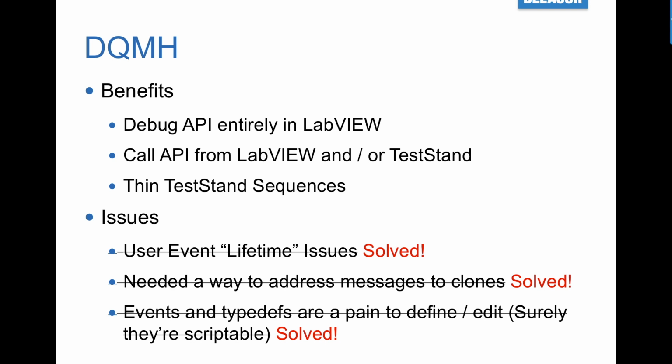The issues that we highlighted, the user event lifetime issues, in the DQMH template, we've solved the user event lifetime. The way we do this is that we make each DQMH module the owner of its own events. So when you call the launch DQMH module method, the DQMH module creates its own user events, and then returns them as part of the launch module method.